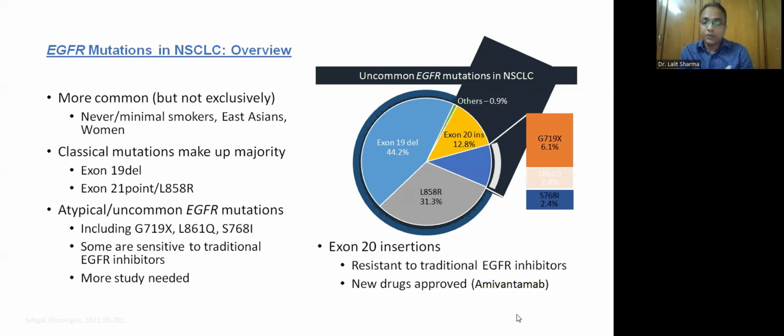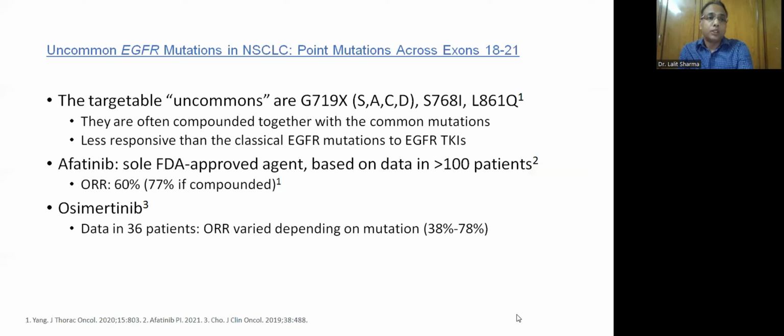For the sake of example, exon 20 insertions are resistant to the traditional EGFR inhibitors, and we would like to consider newer approved drugs in these particular situations. Moreover, the other targetable uncommon mutations are G719X, S768I. There is a huge long list.